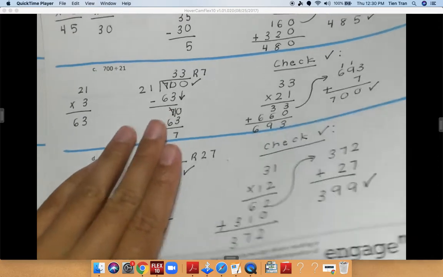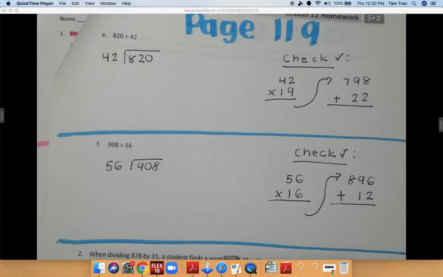Now we're going to turn the page to page 119. Make sure everyone is turning to the correct page.